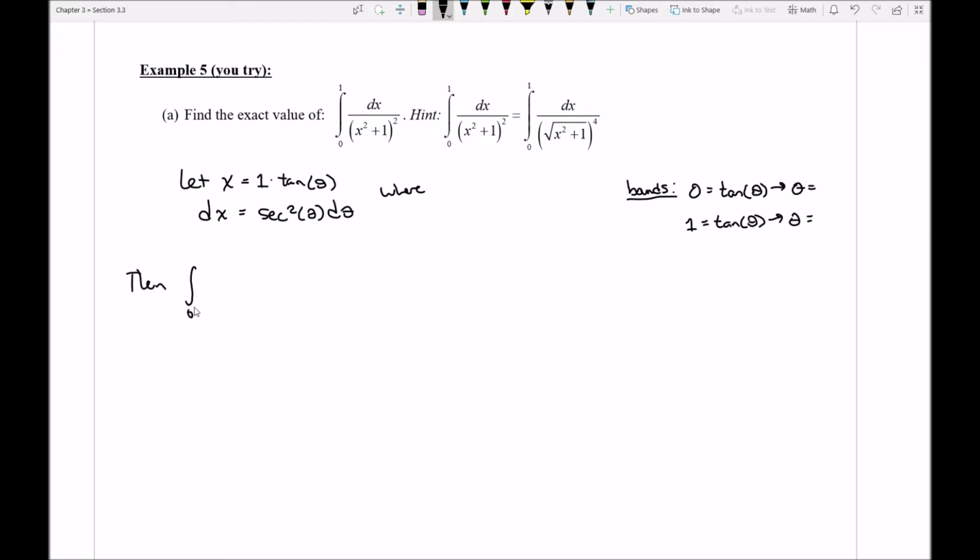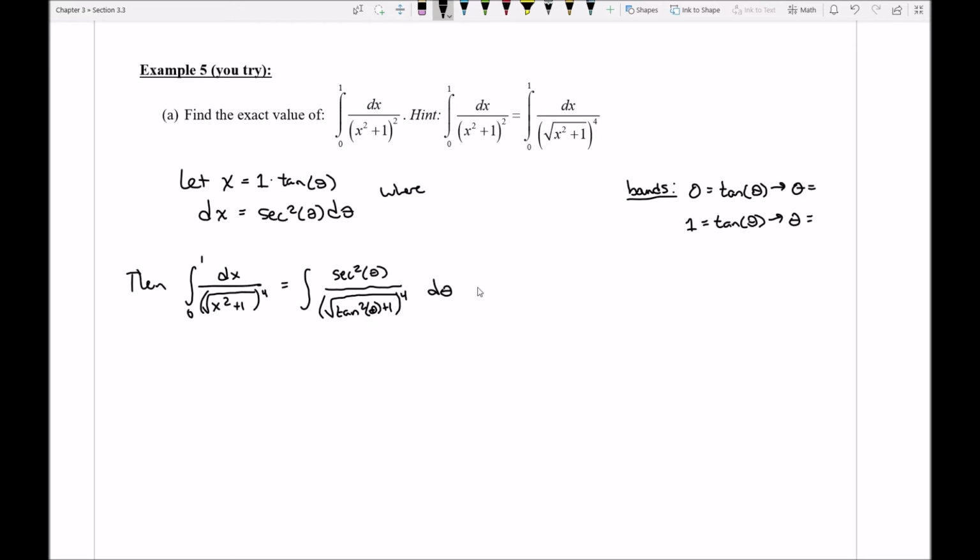I know that my integral from 0 to 1 of this square root of x squared plus 1 all to the 4th, if I use my substitution, I'm going to get new bounds yet to be determined. In the top of my fraction, I'm going to have a secant squared of theta, put my d theta on the side. And under the fraction, I'm going to have my tangent squared theta plus 1, again, all to the 4th.